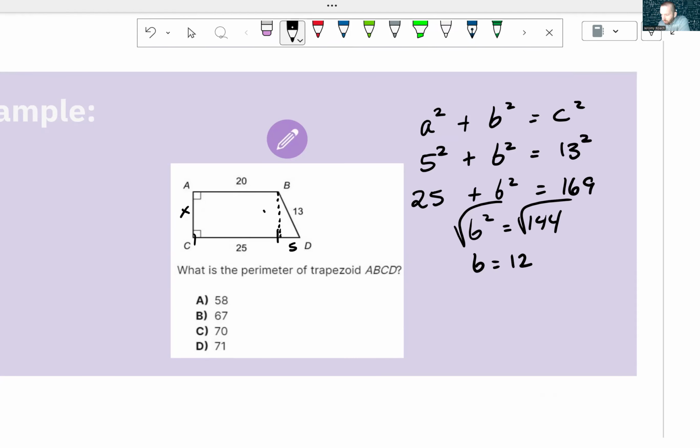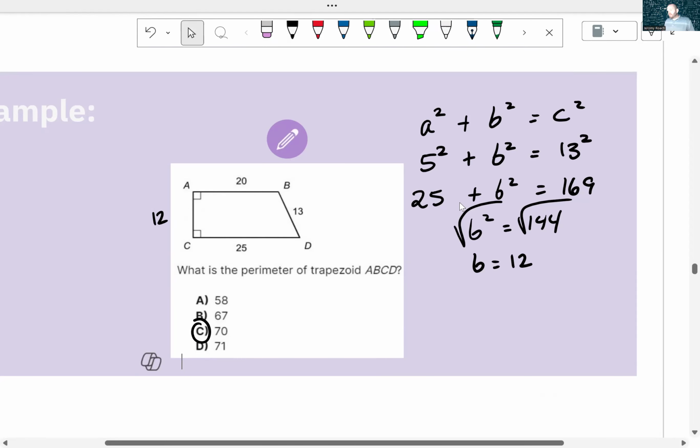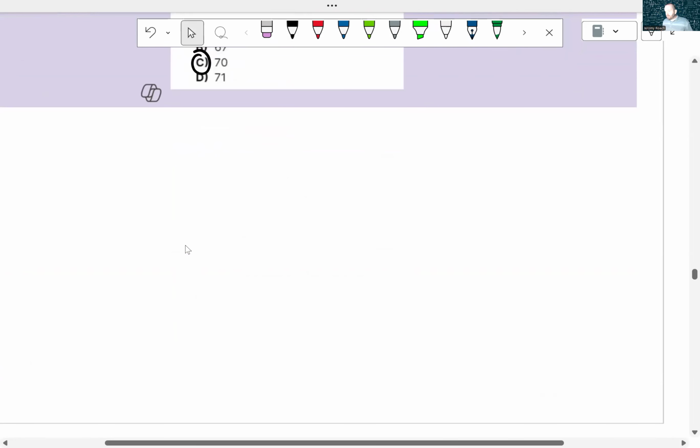So now we know this is 12, and that means this is 12. Now we can figure out the perimeter much more easily. 20 plus 25 plus 12 plus 13 is 25 plus 25 plus 20, which is 70. So you can just use the Pythagorean theorem, but if you know those Pythagorean triples, it could save you some time on some of the questions.